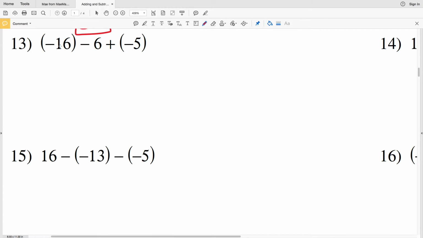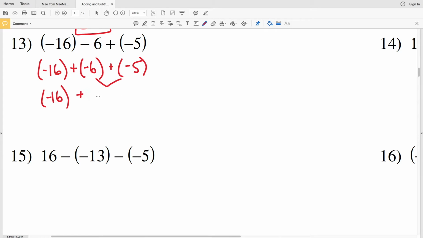For number 13, we have negative 16 minus 6 plus a negative 5. I'm going to rewrite this as negative 16 plus a negative 6 plus a negative 5. Now I'm adding three different negative terms together. Let's do the last two negative terms first. So negative 6 plus negative 5 is going to be negative 11. So now we have negative 16 plus negative 11. That's going to leave us with negative 27.